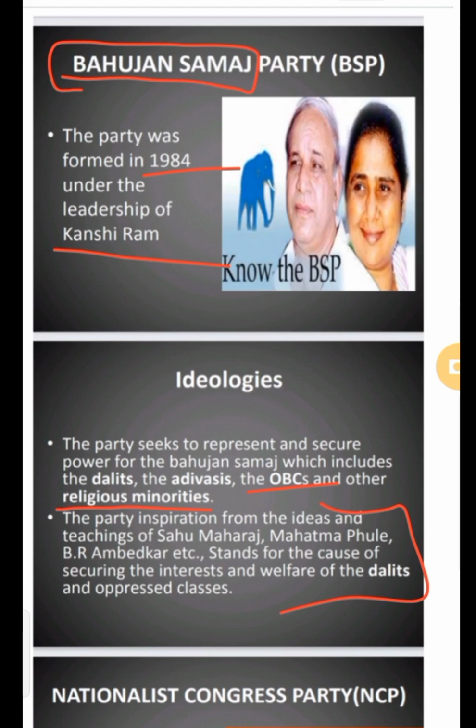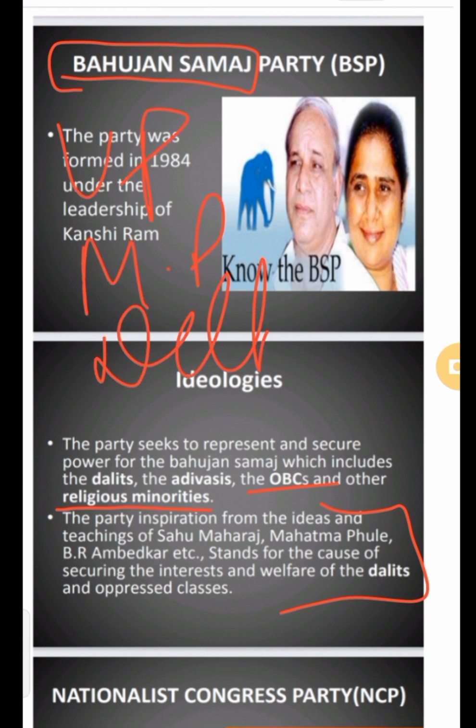They worked for the upliftment of these castes, so the party draws inspiration from their teachings. So it wants to secure the interest of Bahujan Samaj or oppressed classes, you can say. And this party has its base in Uttar Pradesh. You must remember each party's base. Uttar Pradesh, then Madhya Pradesh also, then Delhi, then also Punjab, also Chhattisgarh. So this party has base in these all states. With this, we are done with all the national parties.